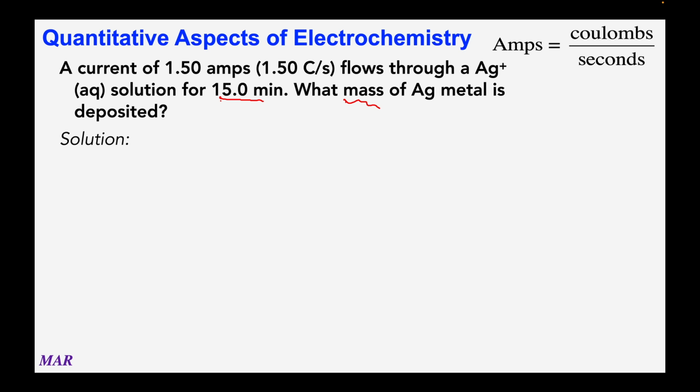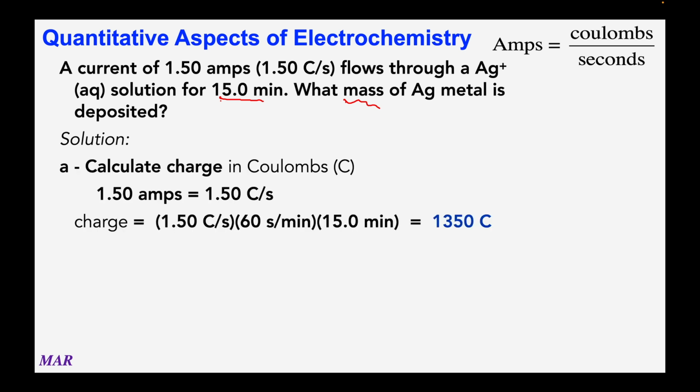And notice we have silver plus going to silver, and it's going to take 1 mole of electrons to turn 1 mole of silver plus into silver. So it's a 1 mole of electron per mole of silver ratio, and that'll be important to us. So the first thing I would do, every time you see amp, just think coulombs per second. And that's helpful because in a 60 seconds per minute, you can kick out the seconds. And remembering we're doing this for 15 minutes, so the minutes cancel, the seconds cancel, we're left with coulombs. 1,350 coulombs have been transferred in that 15 minutes.